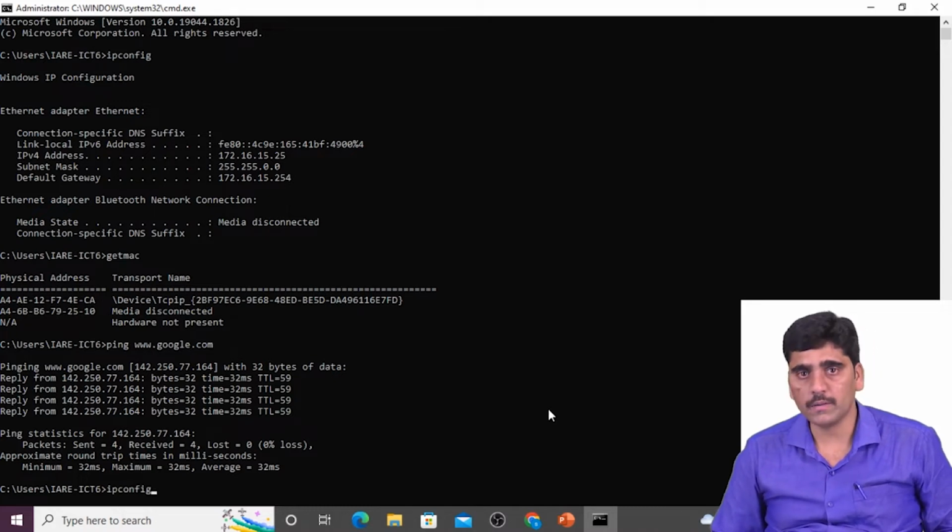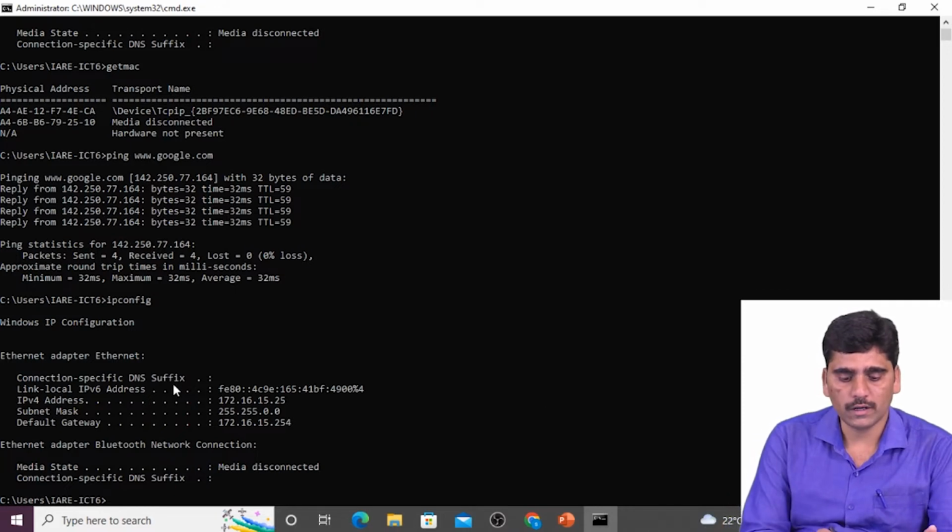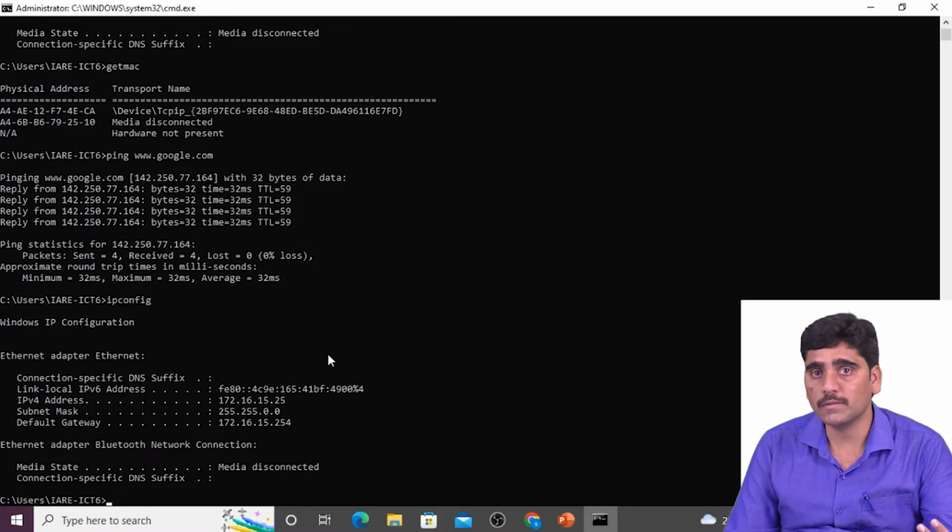If you type ipconfig here, you will get all the information, like the Ethernet adapter. The Ethernet adapter is connected, which means the physical cable is connected.